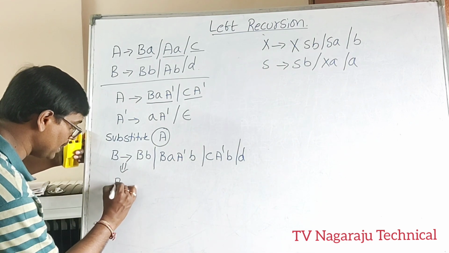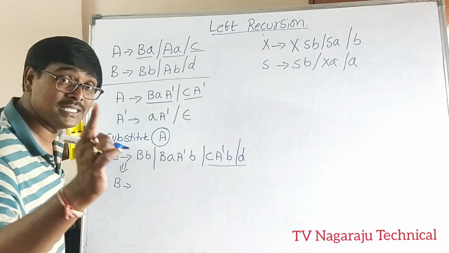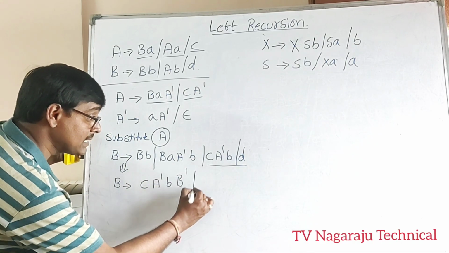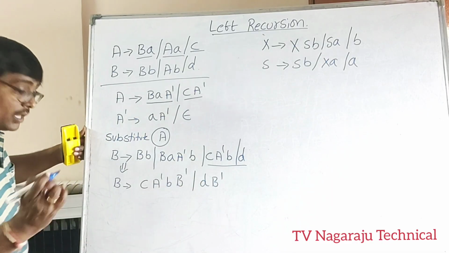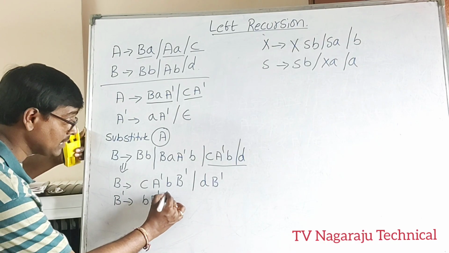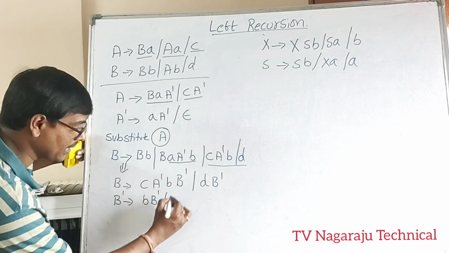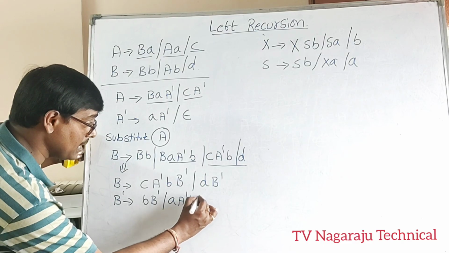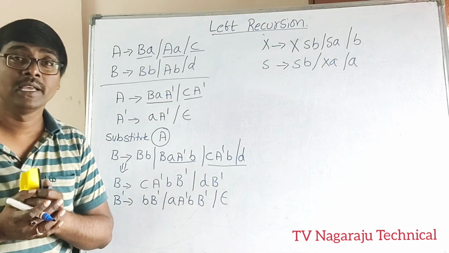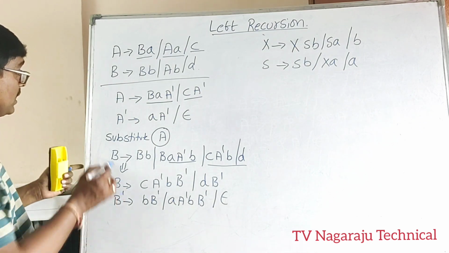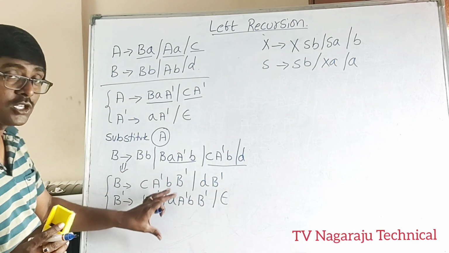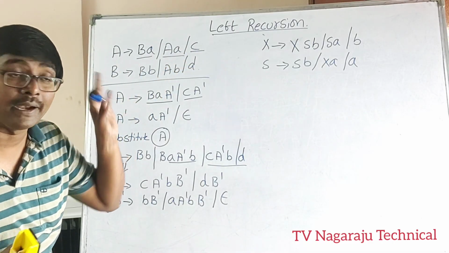How do we convert? B tends to, these two are the productions that do not start with B: C A dash B dash slash D B dash. Now this B dash tends to, sorry, right recursive, A dash B dash slash epsilon. Now my entire grammar has left recursion eliminated. Now finally what is the grammar? These two productions followed by these two productions. These four productions form the grammar with left recursion eliminated.